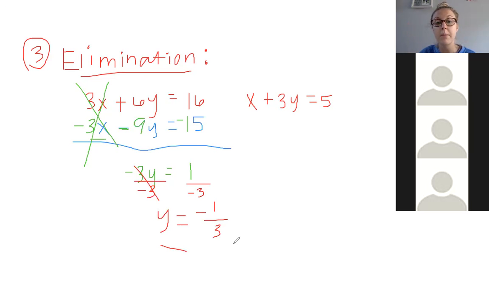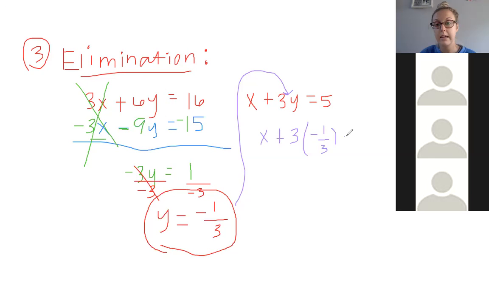So now with elimination, from here on out, it's the same steps as substitution. So I'm going to take this y equals -1/3, and I'm going to put it into this equation for that y. So this is going to be x plus 3 times -1/3 equals 5. And now we just simplify. So again, 3 times -1/3, that would be -1, right? Yes. The 3's cancel. So this is just x minus 1 equals 5.